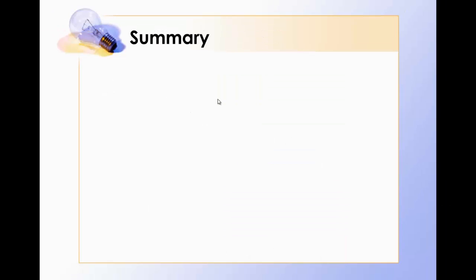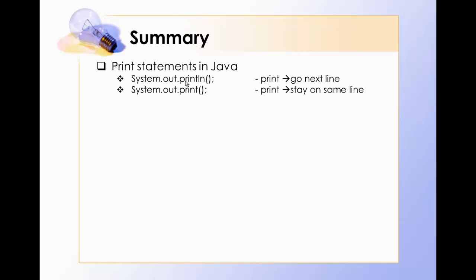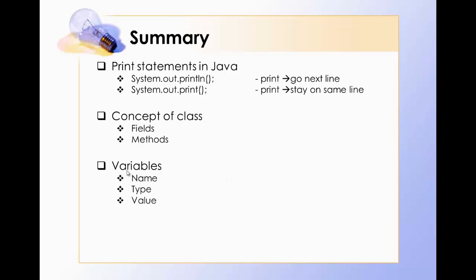To conclude the tutorial, I'm going to summarize and wrap up everything we've done today. Today I showed you how to print out statements and showed you the two print statements, println and print. The println shifts your cursor to the next line. I also showed you how to create classes, a class that has fields and methods, and also introduced you to the concept of variables associated with their name, type, and value, and how you declare them in Java. You put their type, their variable name, and some value. You could set it to some value or you can leave it empty.